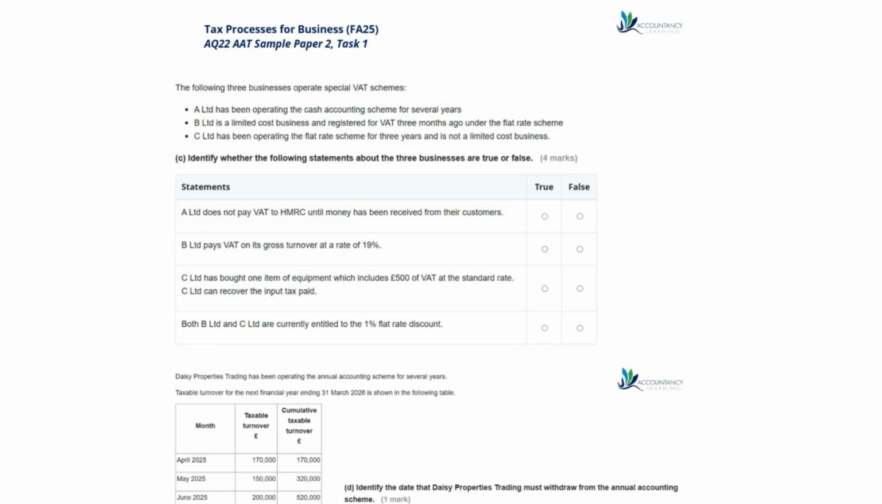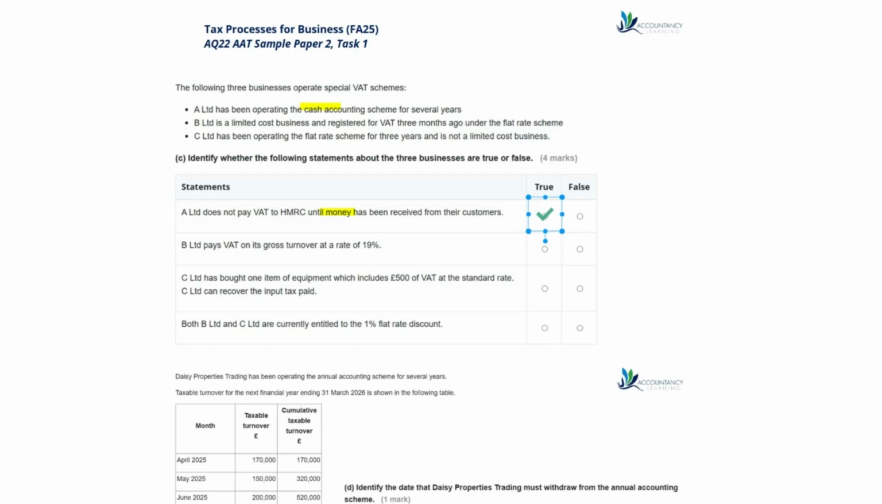So A Limited does not pay VAT to HMRC until money has been received from their customers. So this is about cash being received. They're using the cash accounting scheme. So therefore, that makes that true.